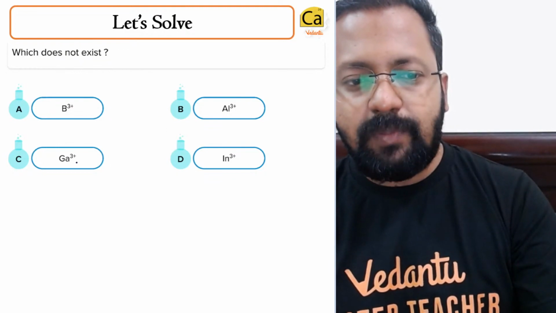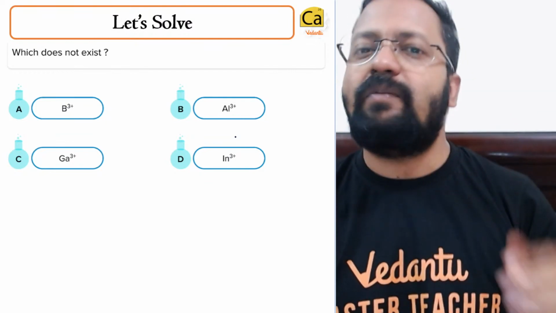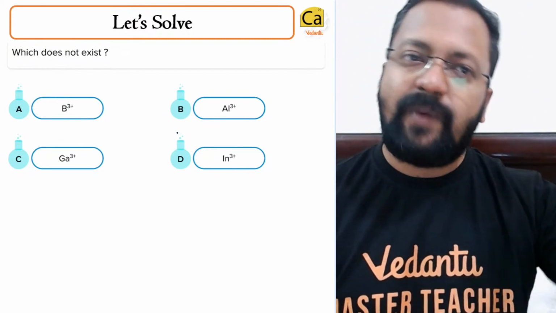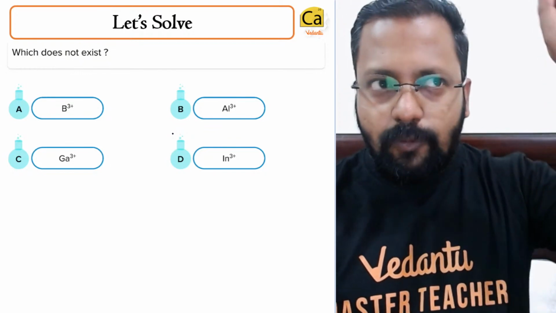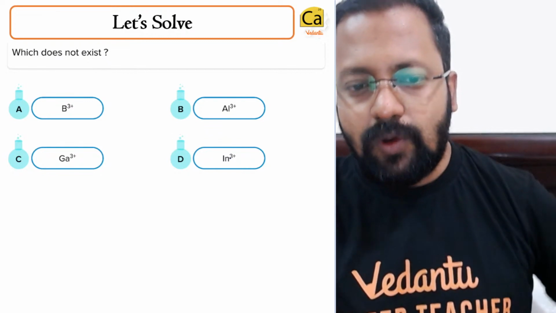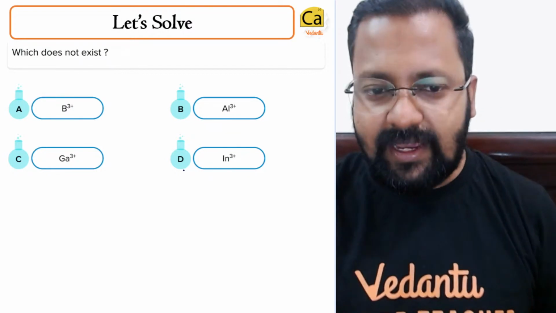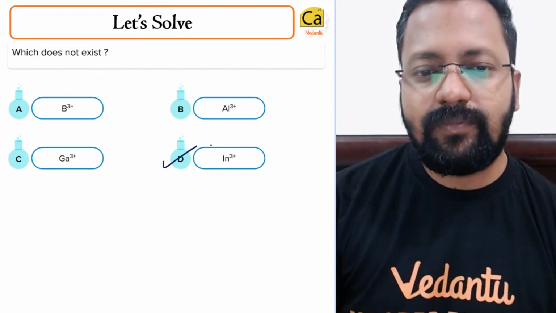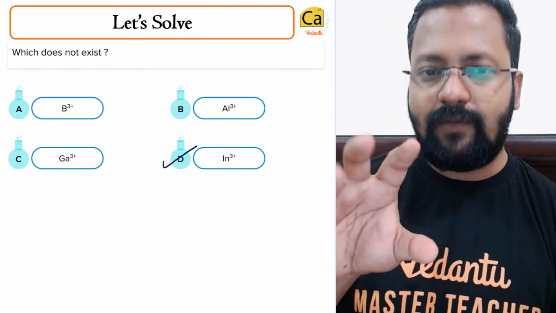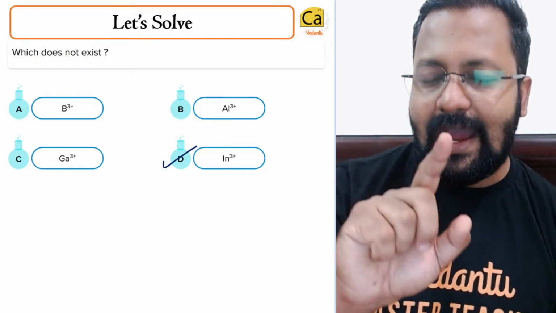Among B3 plus, Al3 plus, Ga3 plus, In3 plus, the existence of B3 plus will be highest because the highest oxidation state, that is plus 3 oxidation state, can be achieved by the first member of the group. Going down, the tendency to show higher oxidation state decreases, the lower oxidation state increases. So the tendency for In3 plus to exist will decrease. So the right answer will be D. Among these, the least stable element with plus 3 oxidation state will be In3 plus.